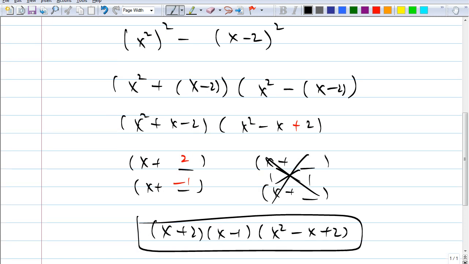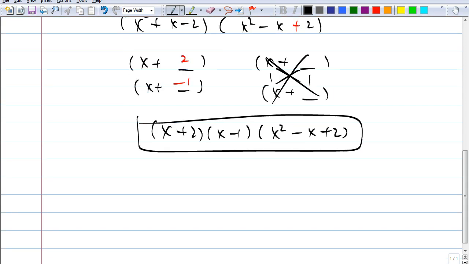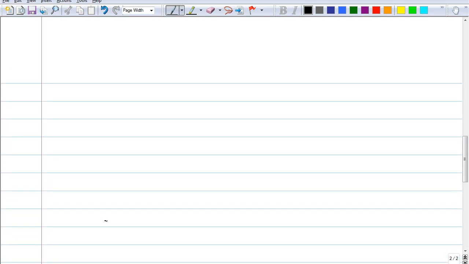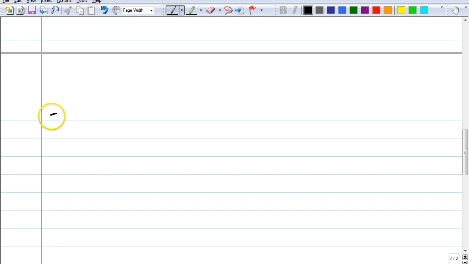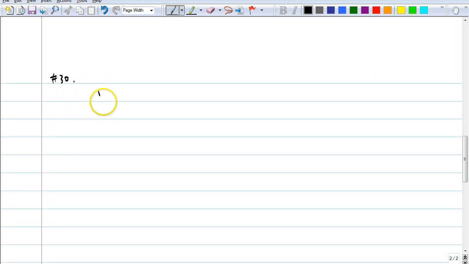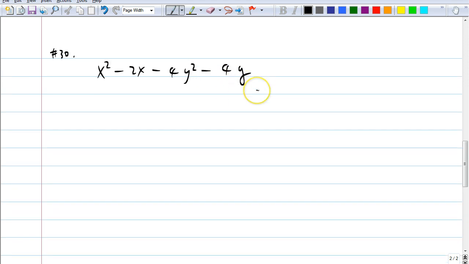All right, let's do one more. Let's look at number 30 again because some people were still having trouble. Number 30 is sort of interesting: x squared minus 2x minus 4y squared minus 4y. This has 4 terms. Again, first of all, it doesn't have any GCF.